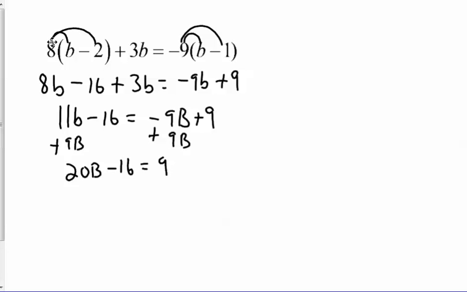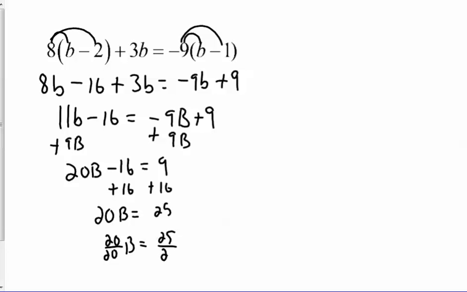All right, so now I want to solve for b. So the next thing I'm going to do is add 16 to both sides. So now I have 20b equals 25. And then I'm going to divide both sides by 20. So if I divide both sides by 20, I get 25 divided by 20. Now I can reduce that to b is equal to 5/4. Now if I plug this back in, I will see that I get the correct answer.